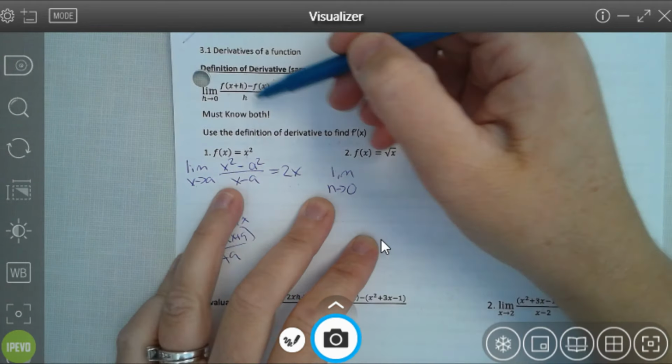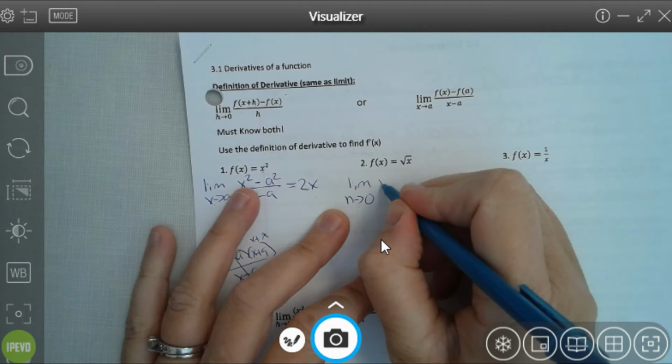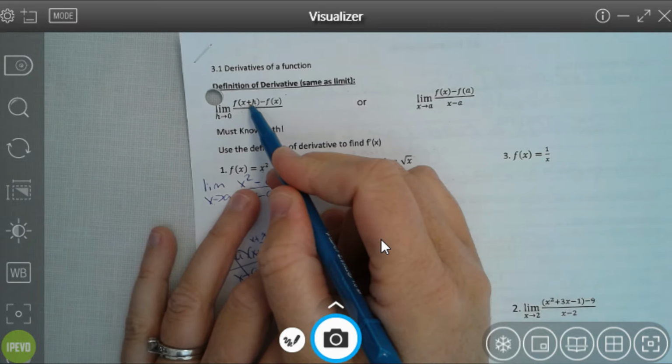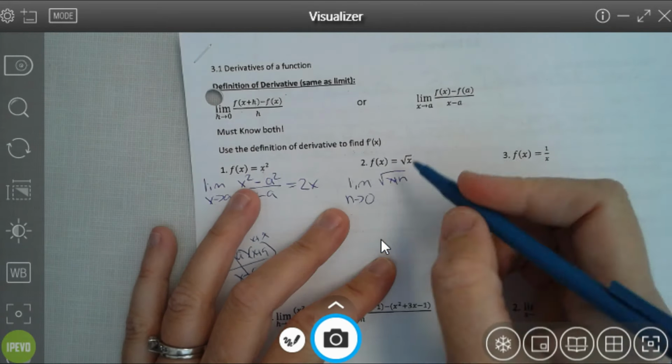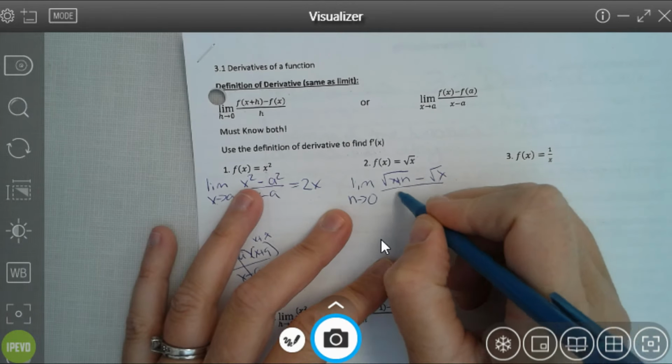So that means that wherever I see an x in this function, I'm going to put an x plus h. So it's going to say square root of x plus h. Again, this means wherever I saw an x in the function, I put an x plus h. And then minus f of x, so write the function again, over h.